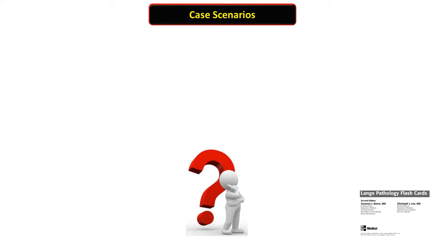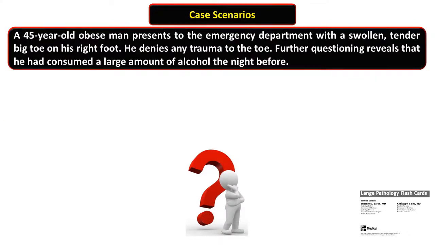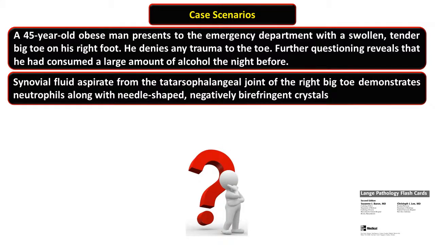By the end of this video, you would be able to answer this clinical problem, in which a 45 year old obese man presents to the emergency department with a swollen tender big toe on his right foot. He denies any trauma to the toe. Further questioning revealed that he had consumed a large amount of alcohol the night before.